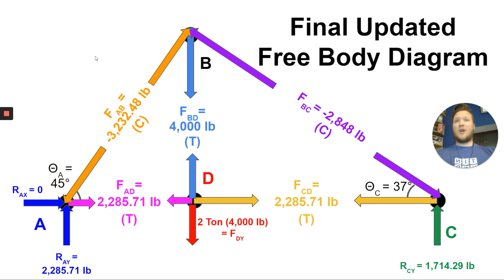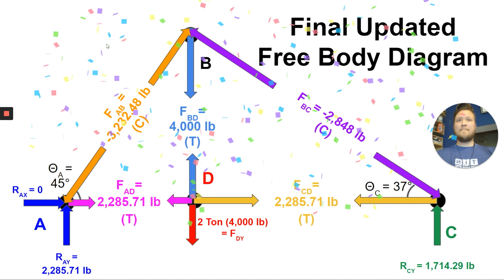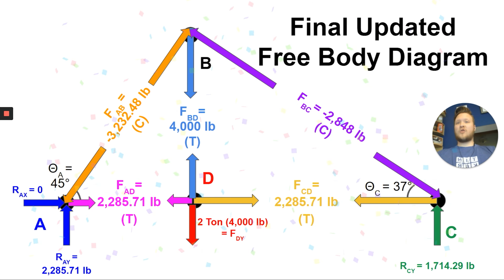But all in all, that's it. You're done. That is one full truss problem. As you can see, it's not terrible. It's just lengthy because we have to go through each joint, and it's repetitive. Notice I didn't have to touch joint B at all outside of updating arrowheads because I found FAB at joint A, FBD at joint D, and FBC at joint C.